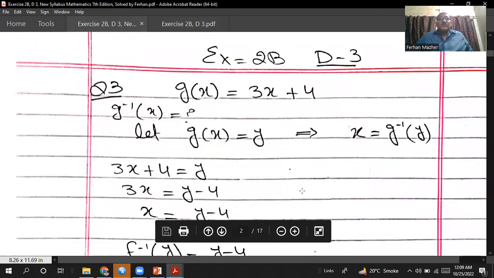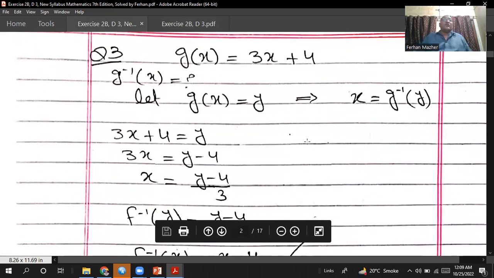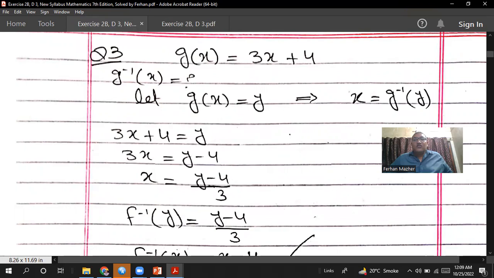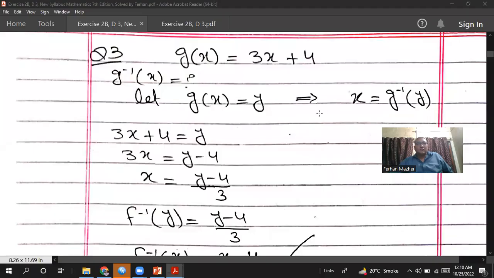Okay. So g of x is equal to 3x plus 4. I want to find out the g inverse of x. So first of all, I will write let g of x equal to y, which means x is equal to g inverse y. In the place of g of x, I will substitute that expression. So 3x plus 4 is equal to y. So I will make x the subject of the formula.